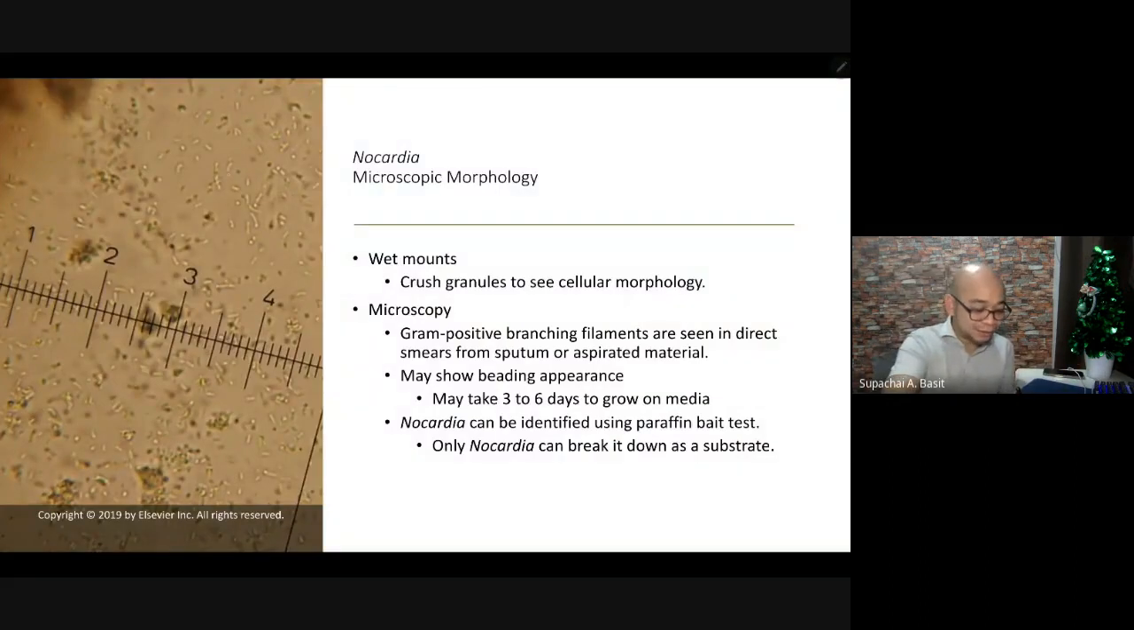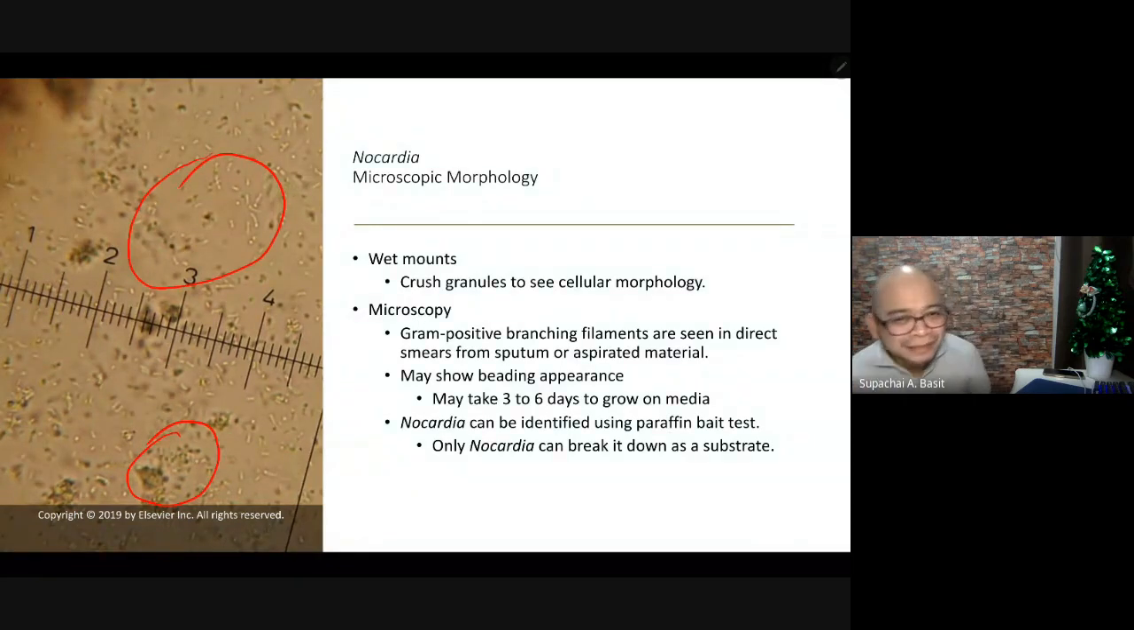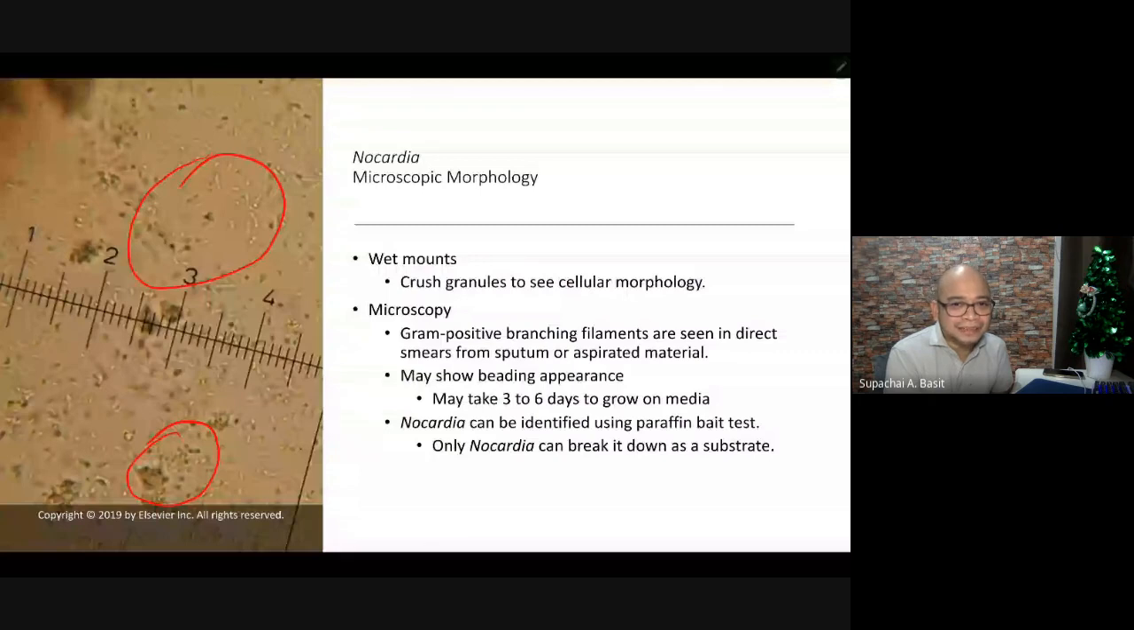This is actually the wet mount. So this is how they look like in wet mount. You'll see crushed granules. Under the microscope, you'll see gram-positive branching filaments from direct smear from sputum or aspirated materials. They may show a beaded appearance after 3 to 6 days on culture media. Nocardia can also be identified using the paraffin bait test because only Nocardia can break down paraffin.